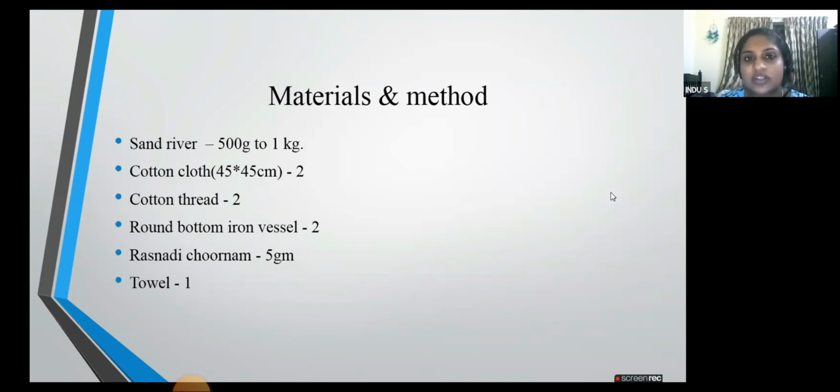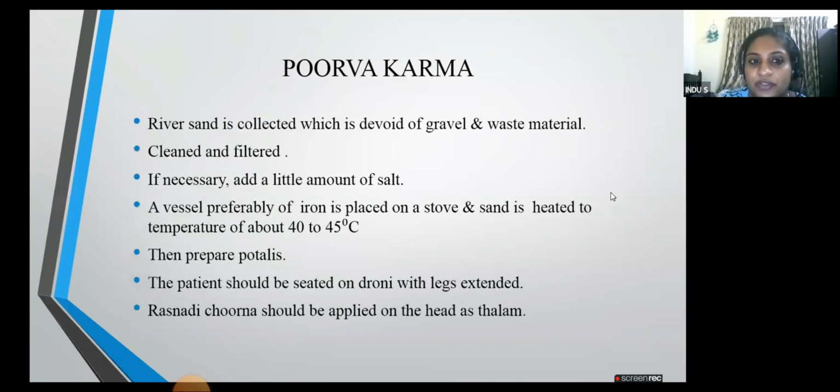Now, how much Valuka or sand do we need? Around 500 grams to 1 kg of sand we need. And you need 2 cotton clothes, 45 by 45 centimeters, which is common for everything, thread for tying, and a round bottom iron vessel for heating the Valuka and doing the procedure. Rasnadi churnam should be applied first, and a towel is needed for wiping.